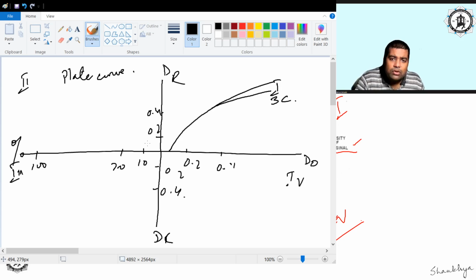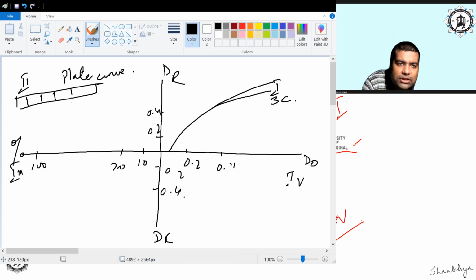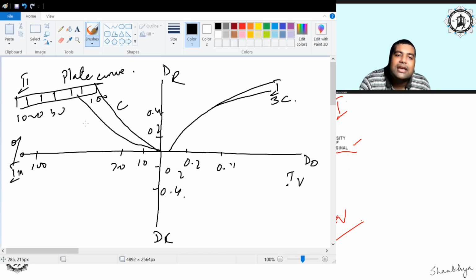So for each step wedge, this is 10%, this is known to you, this is 20%, 30%, and up to 100% you have, right? So what you have to do in the second quadrant is simply plot the dot percentage versus the density of the three colors for that particular printer. So if you plot these two data, you will find this will be your cyan, this will be your magenta.